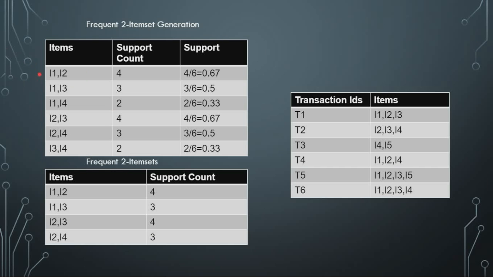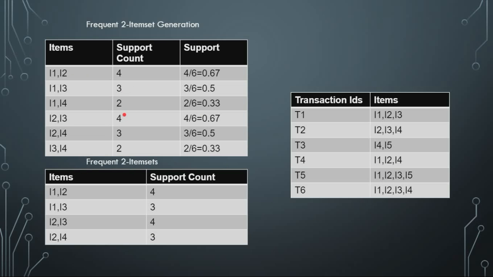So let's consider I1 and I2. In how many transactions do I1 and I2 occur, divided by the total number of transactions? I1, I2 occurs here, 1, 2, 3 and 4. So 4 divided by the total number of transactions, that is 6. So 4 by 6 is 0.67. And similarly, we can compute the support for all of the item sets in this table.